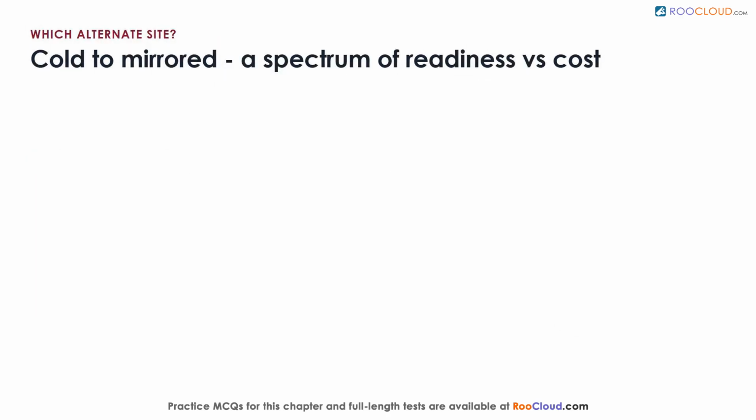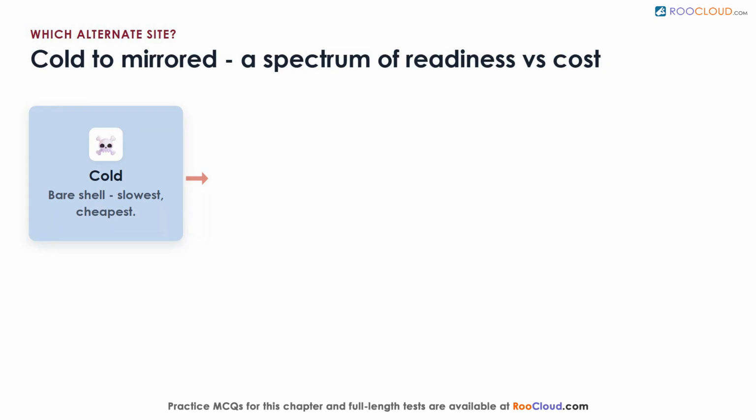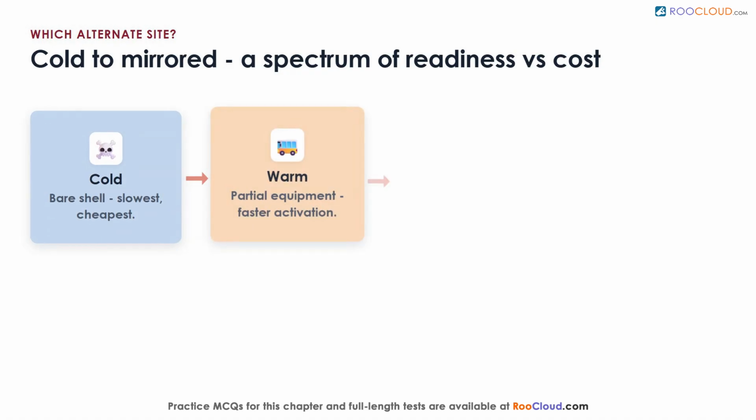What alternate sites can you use? There is a spectrum, from bare to fully redundant. A cold site has space and power but no equipment. You must install hardware when you activate it. A mobile site is a packaged facility delivered on a vehicle. A warm site is partly configured with some equipment ready. You load current programs and data before resuming.